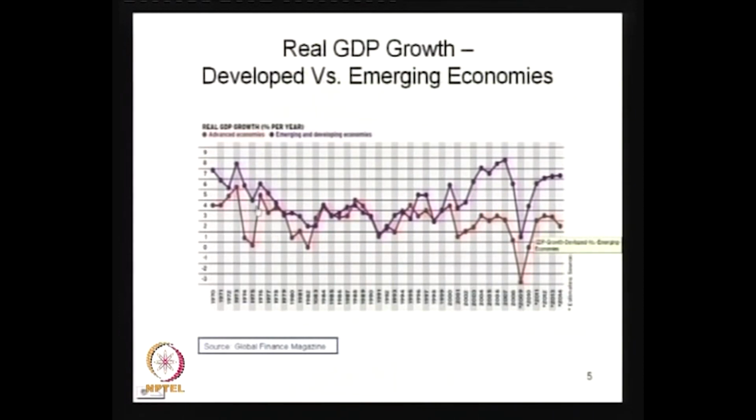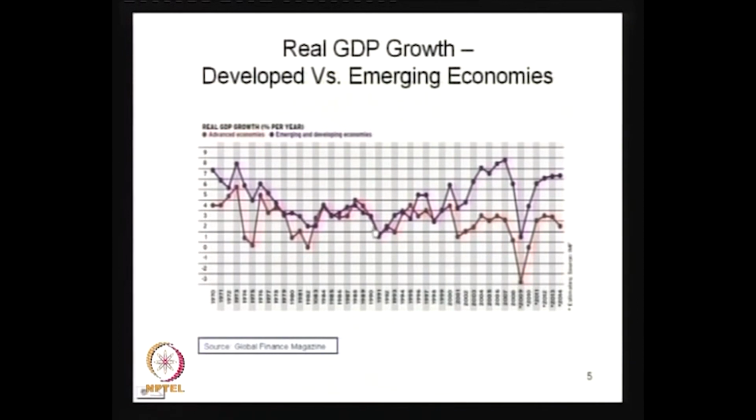One can see that till almost 1985 the advanced economies are doing worse than the emerging ones. This is the real GDP growth shown there. Emerging economies are doing a little better in the growth parameter, and there is almost the same performance around 1984-85. Whereas, post 2000 there is a very wide gap in real GDP growth per annum between the advanced economies and the emerging economies.